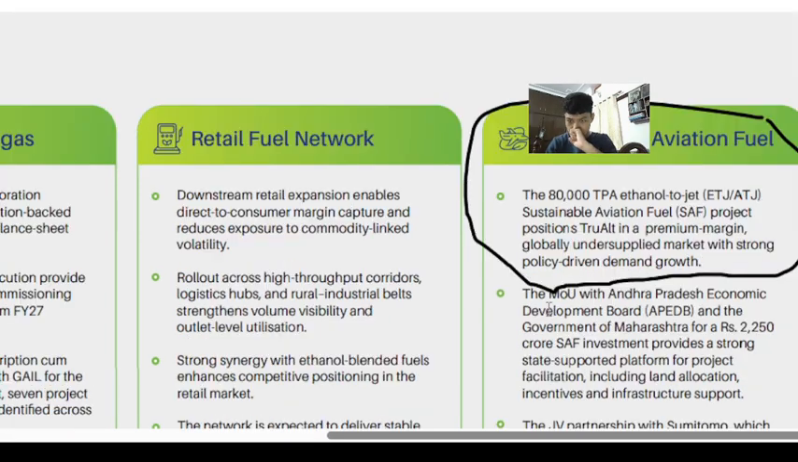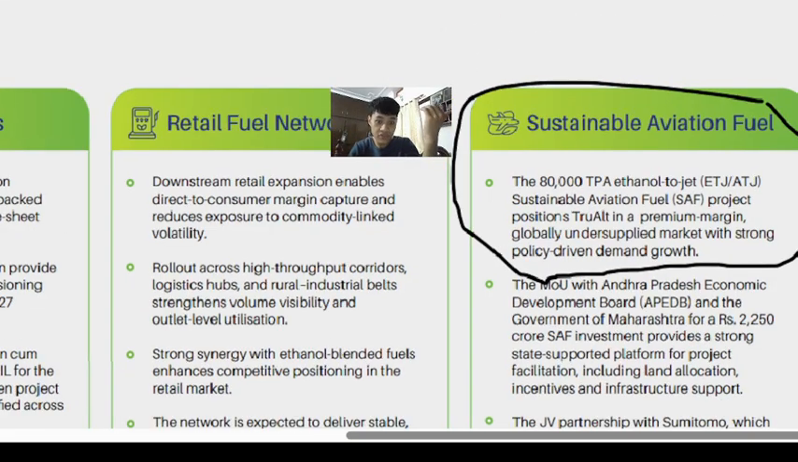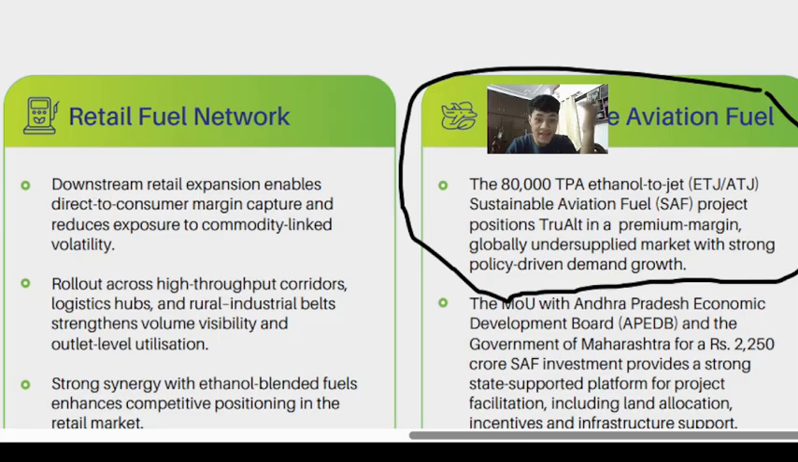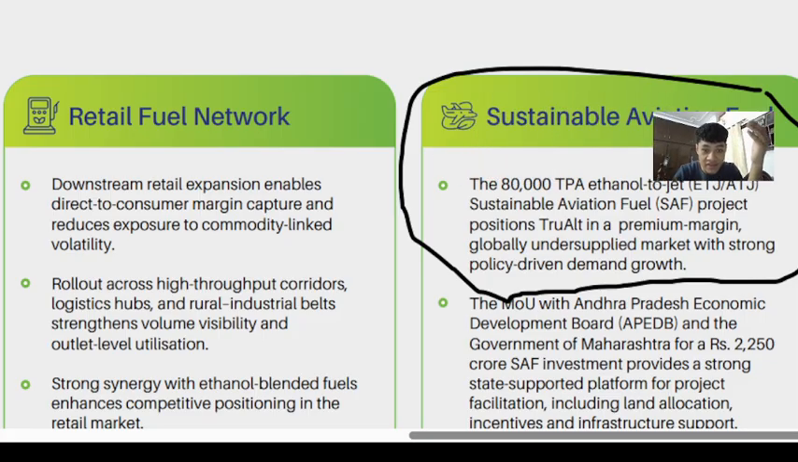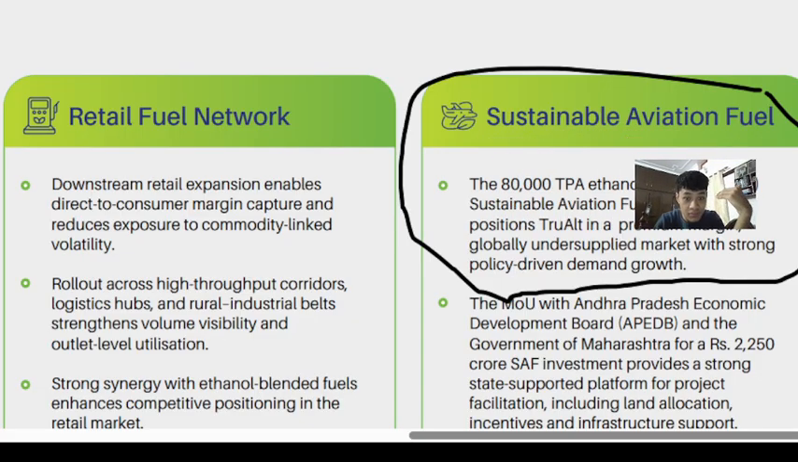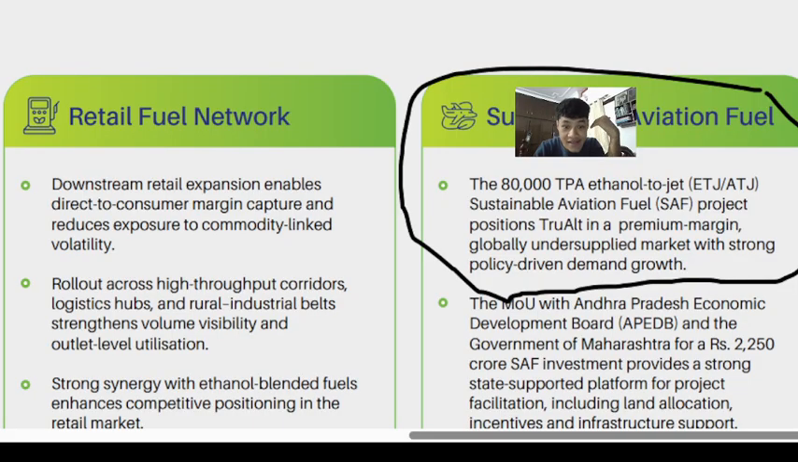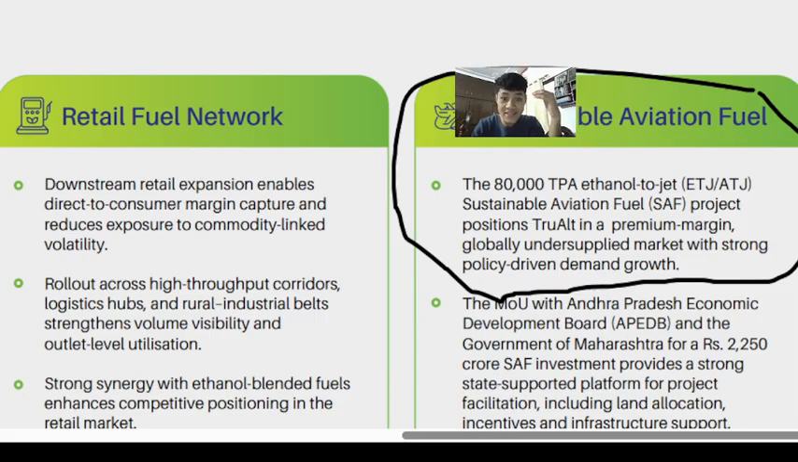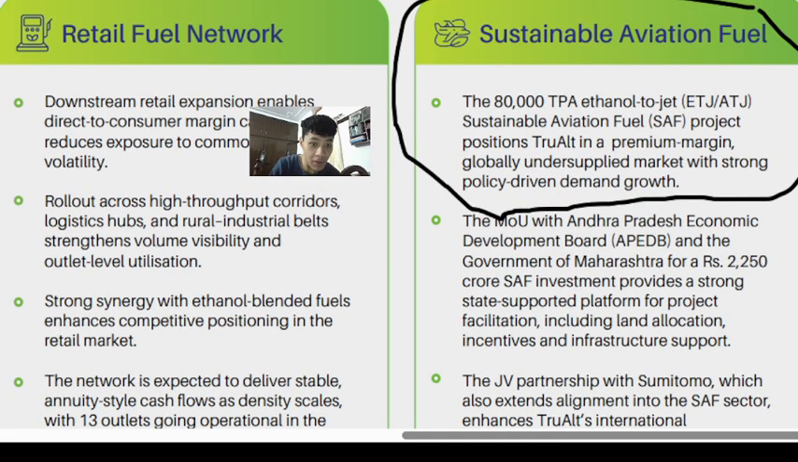Then, for the sustainable aviation fuel, one more point of information. The 80,000 tons per annum ethanol to jet sustainable aviation fuel SAF project positions TruAlt in a premium margin, globally undersupplied market with strong policy driven demand growth. So 80,000 tons per annum is the size of the project, the ethanol to jet fuel sustainable aviation fuel market. It's high margin and it's undersupplied. So that is a good thing.